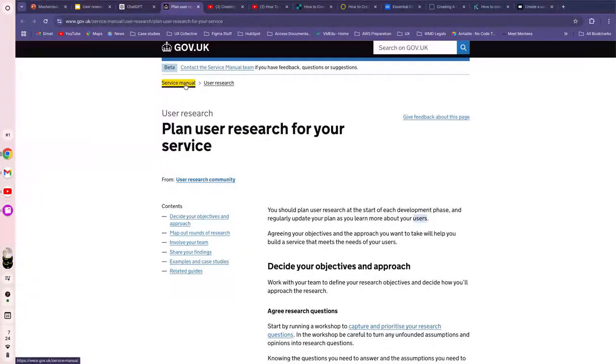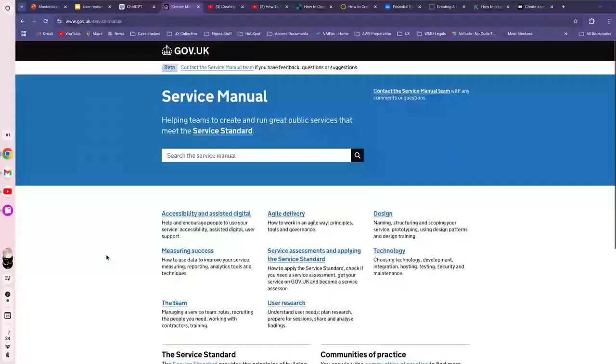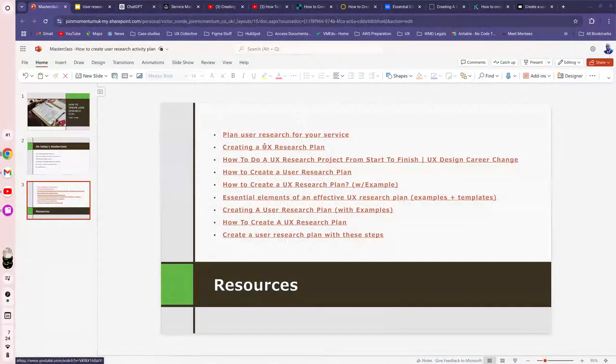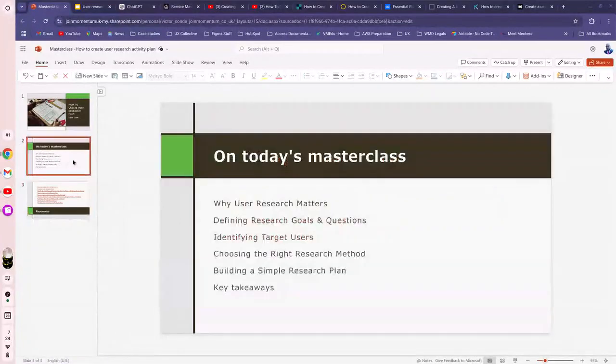Whether it's related or not, if you look, this is a service manual, don't worry. I put the link in the slides that I'm going to share with you anyway, so don't worry about it. All right, let's move on.